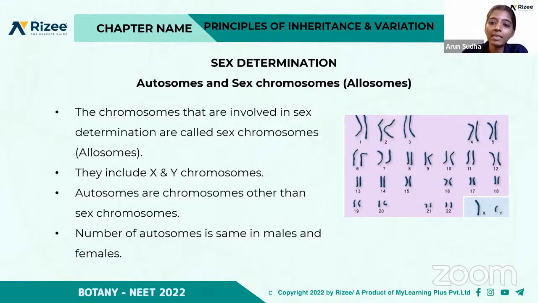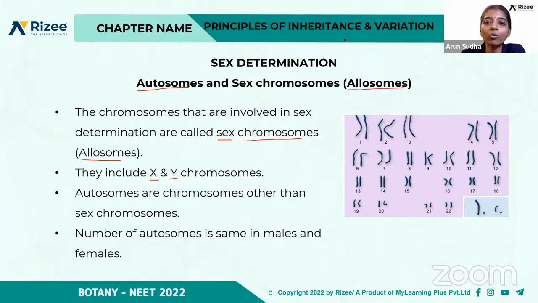So what are the sex chromosomes? The sex chromosomes are also called allosomes. The other chromosomes, which are involved in the other body functions, are called autosomes. So there are two types of chromosomes: one is an autosome, the other is an allosome. The chromosomes that are involved in sex determination are called sex chromosomes or allosomes. These include the X and Y chromosomes.